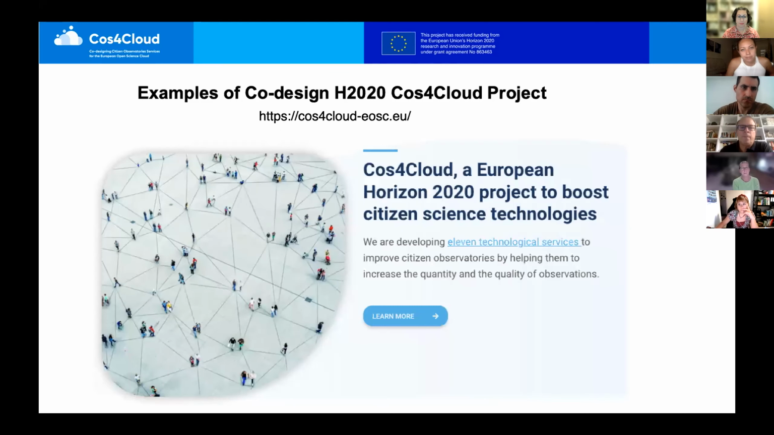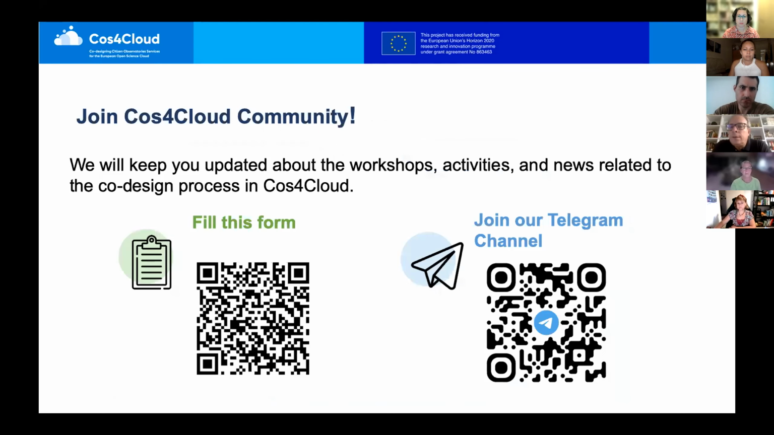And just to finalize, because Coast for Cloud is the project that is supporting this satellite event, just mention that Coast for Cloud is a European project. Here you can find the link. One of the ideas is that participation in Coast for Cloud is mostly because the people are involved in the co-design of several services around citizens observatories. Those who could be interested in participating in these co-design processes, we will have several methods to engage you, or at least to connect you.